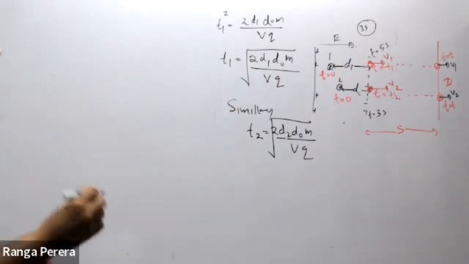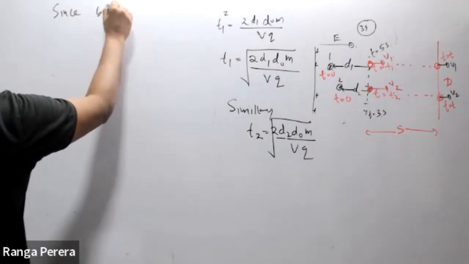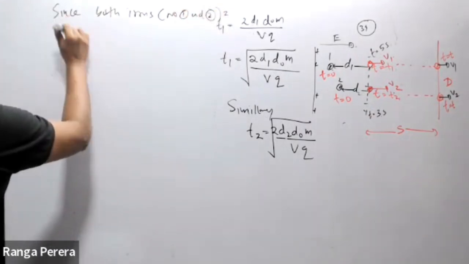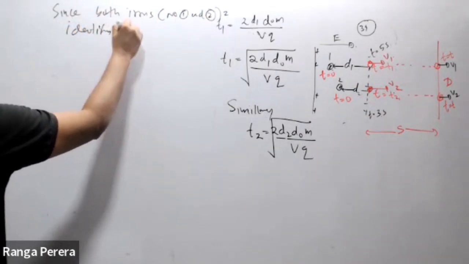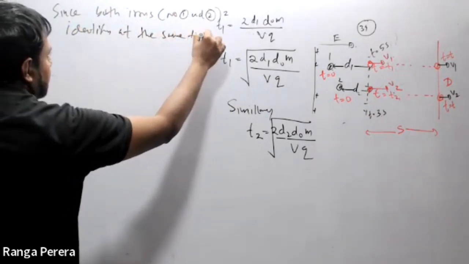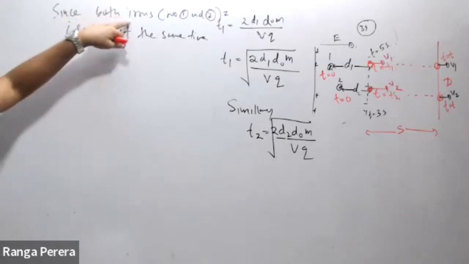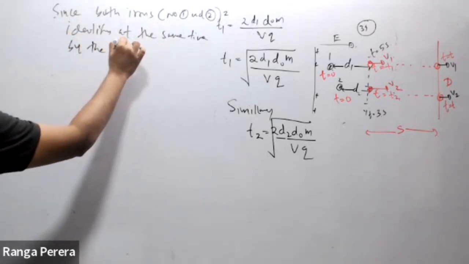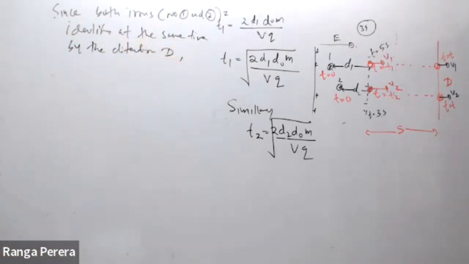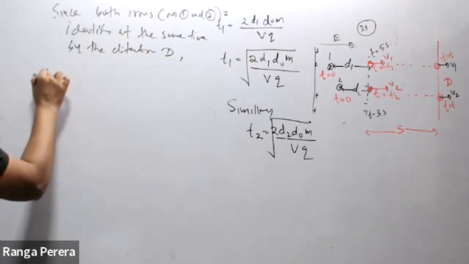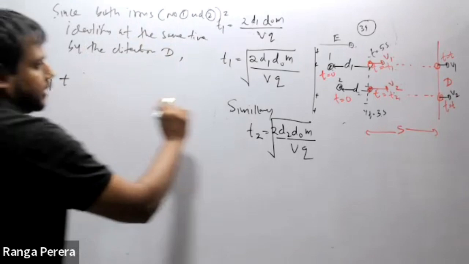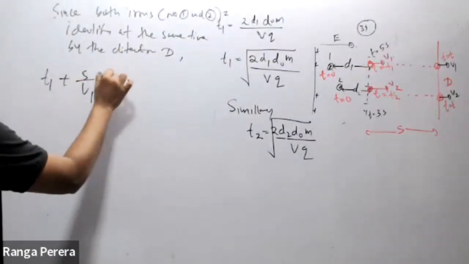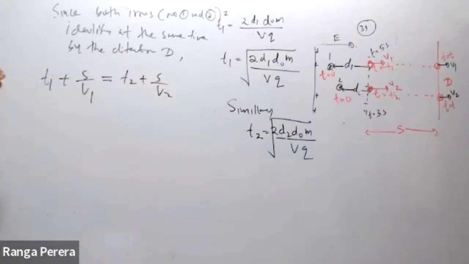Right? Since both ions number 1 and number 2 are detected at the same time by the detector D, we can say T1 plus, from here they travel with constant velocity, so the time duration must be S divided by v1, equal to T2 plus S divided by v2. That is the answer.